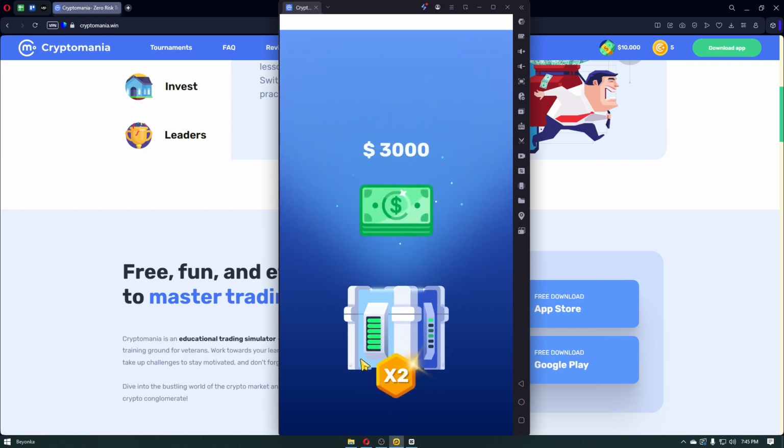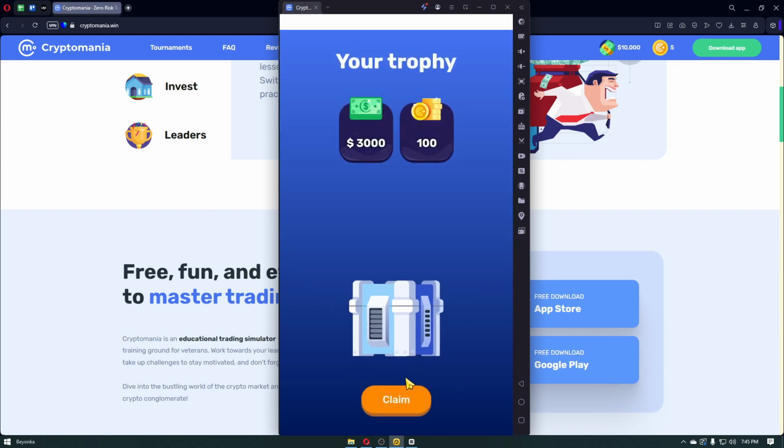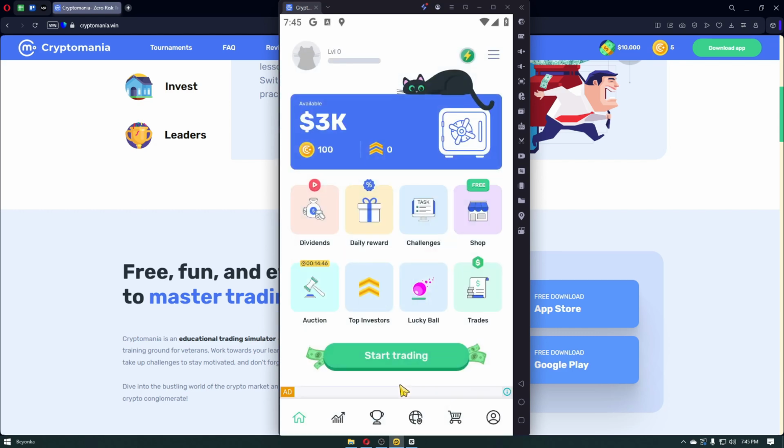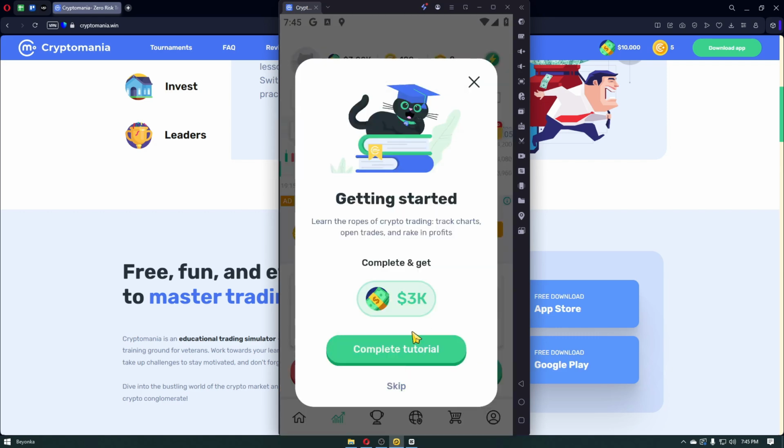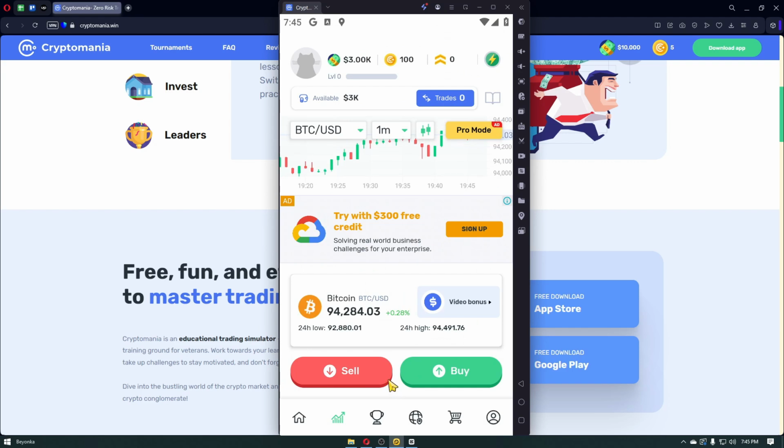So, as you can see, I've opened the Cryptomania application, and you can see that we are earning virtual money right here. We have virtual US dollars and we have virtual gold. So I'll just click on the claim button, and once inside, if I click on the start trading button, I will be able to start trading right away without depositing money into the account.